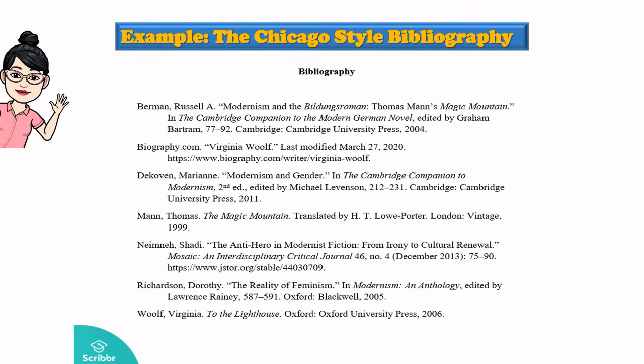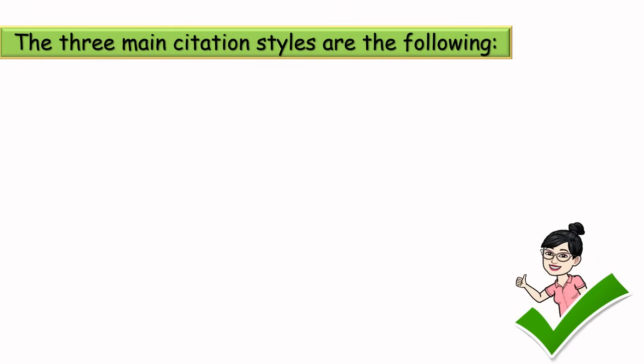Here is an example of bibliography. This is the Chicago-style bibliography. There are many styles or formats in citing or listing sources depending on the subject. The three main citation styles are the following.